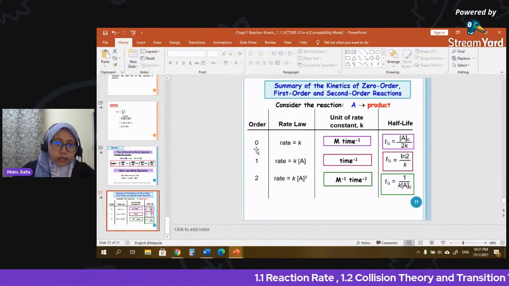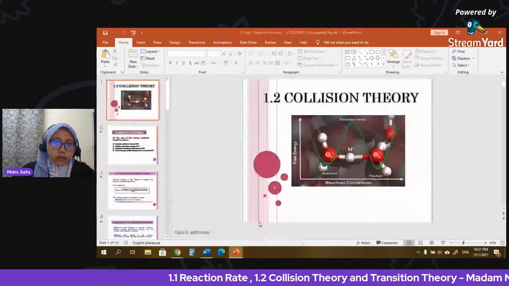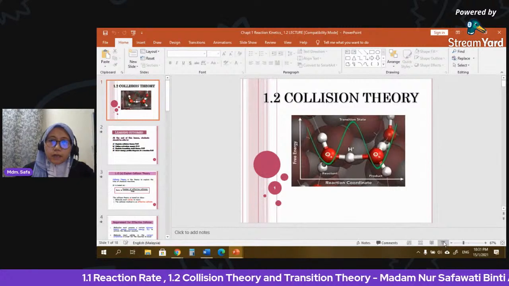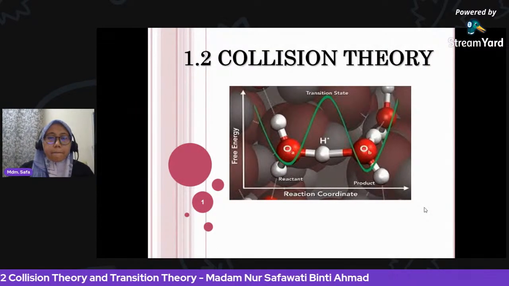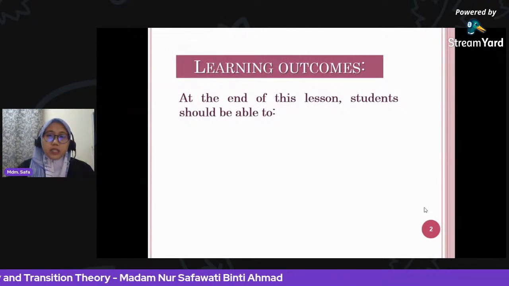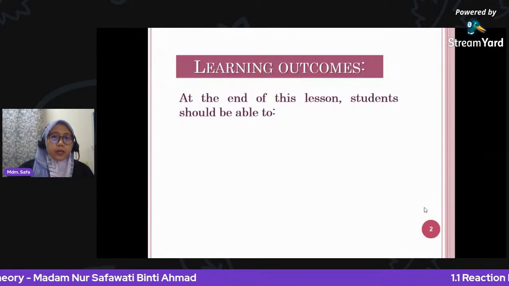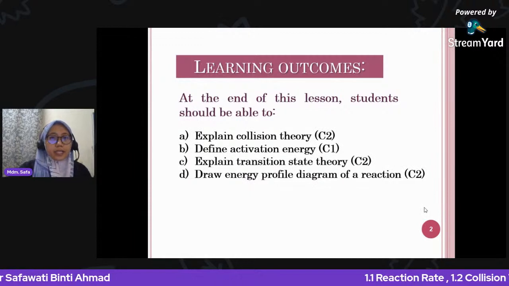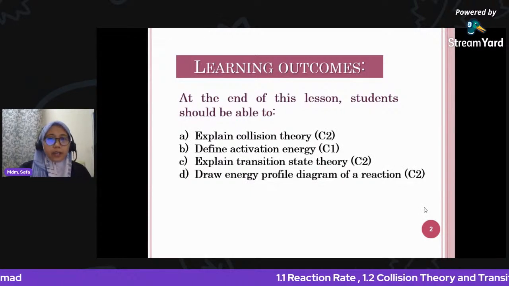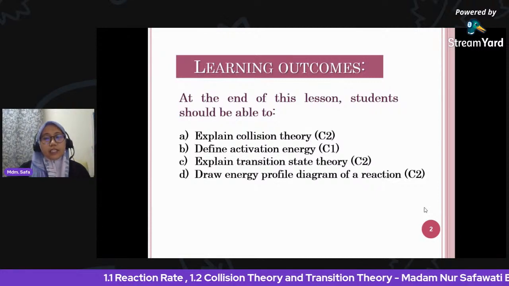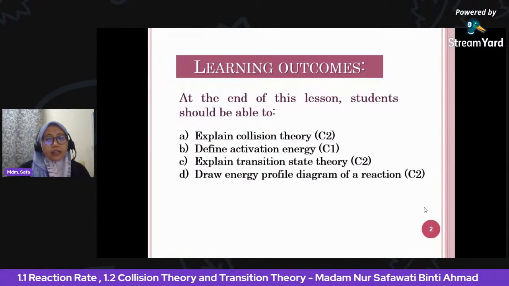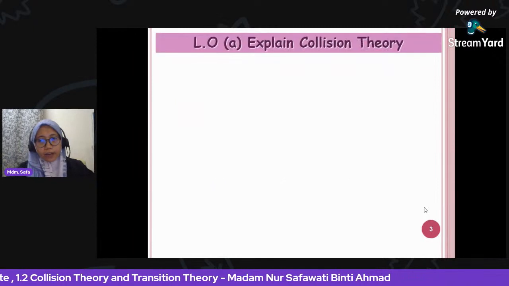And then we go to the second part, 1.2, collision theory. This is the learning outcomes for 1.2. Okay, kita ada 4 sahaja. Explain collision theory, define activation energy, explain the transition state theory, and draw the energy profile diagram of a reaction.